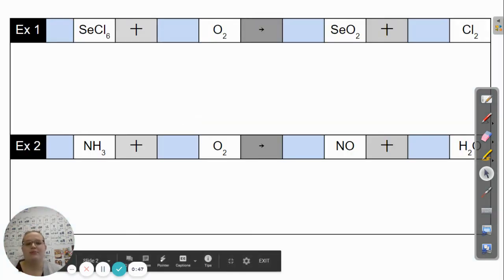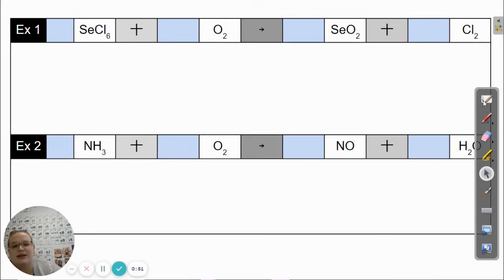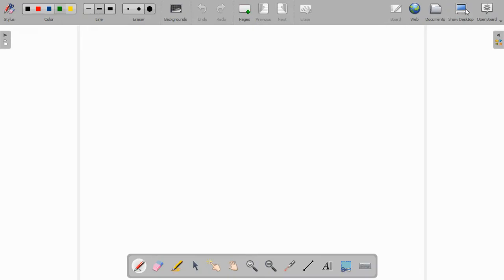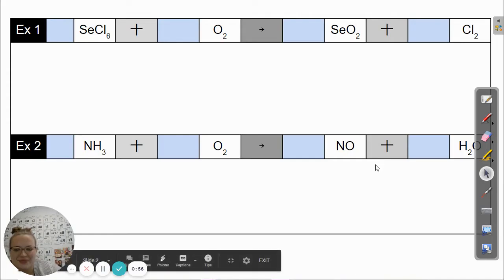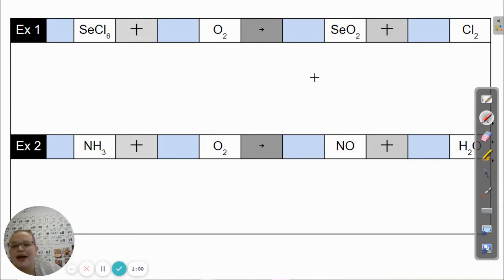We can't change formulas. We can only add coefficients. So I've got two examples here, and these are the examples at the top of your balancing chemical equations assignment number 1. All right, here we go. So here's my little pen. When I balance, I recommend you write a little cheat sheet out. So I'm going to list all my elements. I have Se, Cl, and O.